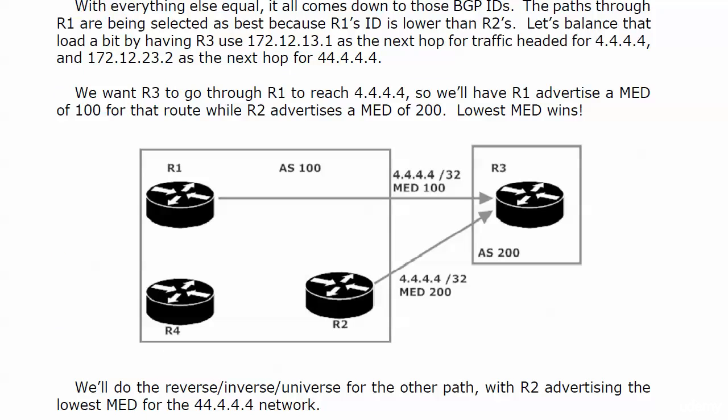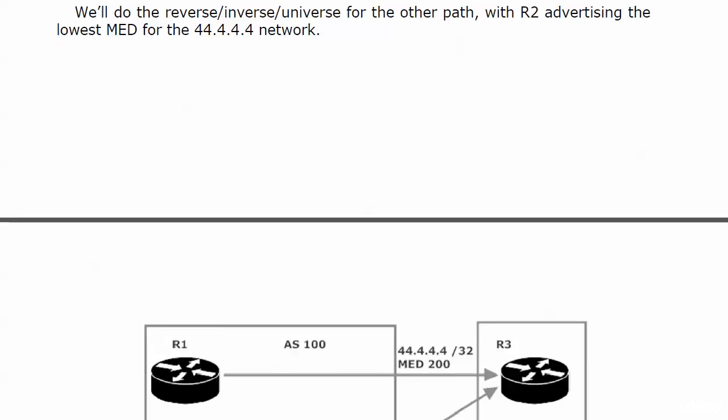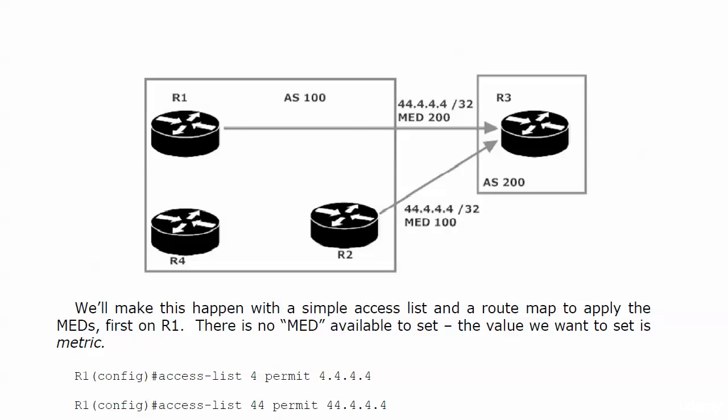But we want to change the metric so that 172.12.23.2 is the next hop for network 44. I'll start saying network 4 and network 44. It's a lot easier on your ears than hearing all those 4s. So if we want router 3 to go through router 1 to reach network 4, we're going to set a MED advertisement for both routers just for fun. We're going to have router 1 advertise a MED of 100 for that route, while router 2 advertises a MED of 200. The lowest MED is going to be preferred. Now we're going to do the inverse for the other path, and what we're going to do there is have router 2 advertise a MED of 100 for network 44, while having router 1 advertise a MED of 200 for that same network.